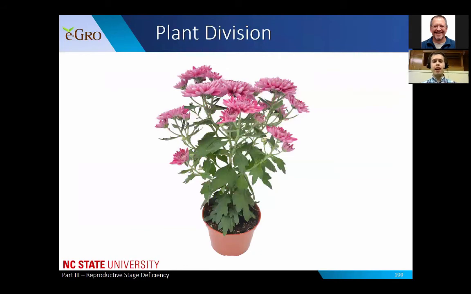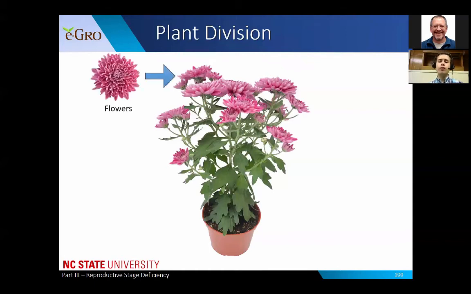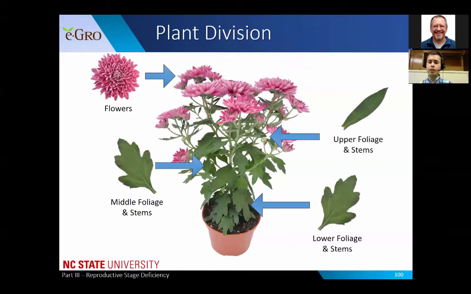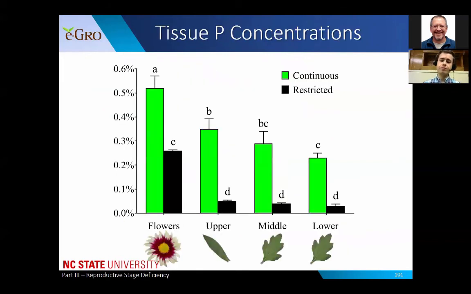So just to illustrate how we divided these plants, we did it a little bit differently than the peppers, but pretty much followed the same trend. We divided it first by the flowers, then the upper foliage and stems that represented approximately a third of the upper vegetative tissue, the middle foliage and stems, which represented the middle third of the vegetative tissues, and the lower foliage and stems, which again is the lower third of the vegetative tissues.